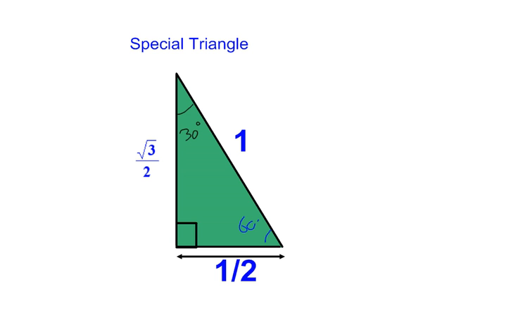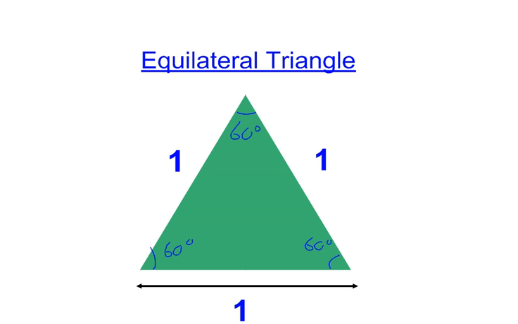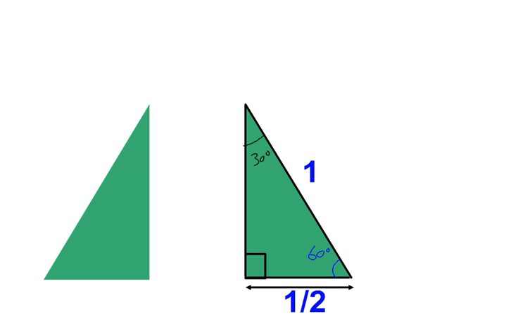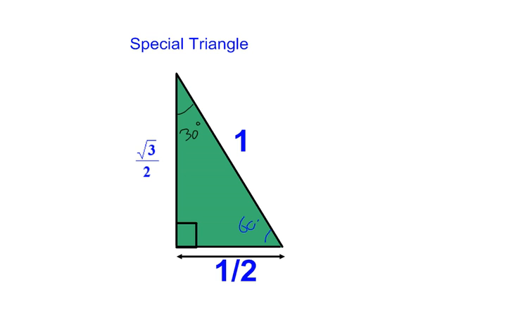So here's our first special triangle. It has one angle of 60, one angle of 30, and the three side lengths 1, 1/2, and square root of 3 over 2. If you forget these numbers, they can very easily be derived by starting from here. You just slice your equilateral triangle in 2, and then with the use of the Pythagorean theorem, you can find your special triangle. That's the first one.